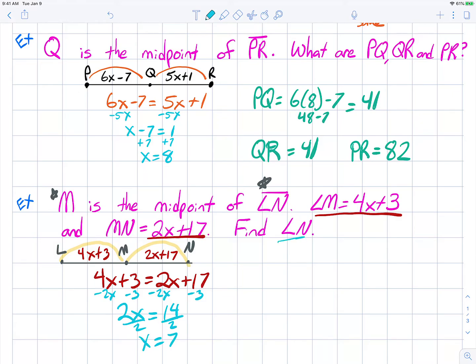So now I'm asked to find LN. If I plug in 7 into one of the pieces, let's just say LM, I'm going to go 4 times 7 plus 3. So 4 times 7 is 28 plus 3 is 31. So if half of LN is 31, then all of LN is 62.